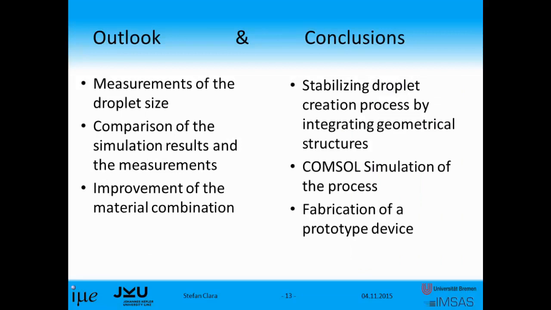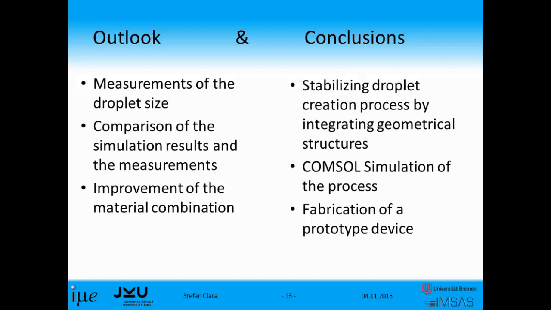Then at the end, a short outlook. We have to do some measurements of the different droplet sizes. Of course, we want to use the fully working device, so we have to wait one to two more months till the machine is working again and we can fabricate the first real working prototype. Then we want to compare the results of the simulation with the results of the measurements, and we want to vary the inflow velocities and see if it's possible to keep the droplet size constant also for different inflow velocities. And then we will improve the material combination.